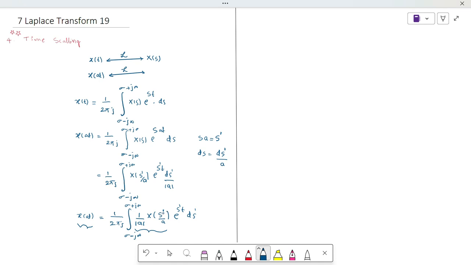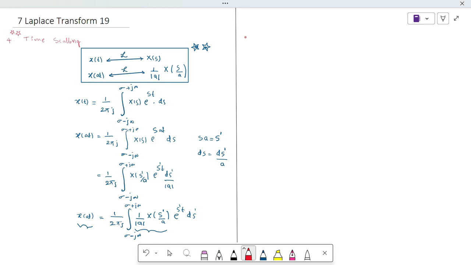This is another variable. So we can take any variable in place of the s. It doesn't change the mathematical concept. So x of t, so we can write here 1 by mod a x of s by a. So this property is very, very important.